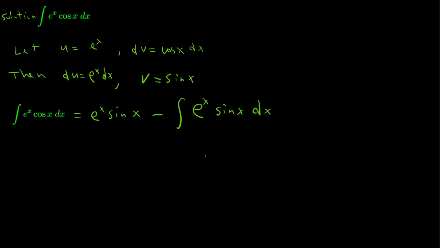To use the by parts formula, you have to compute dU and V. dU is e to the power of x times dx. We have seen that before, the derivative of e to the power of x times dx. And then we need to get V. V is a particular antiderivative of sine of x, which is negative cos of x. Again, the derivative of cos is negative sine, so the antiderivative of sine of x is negative cos of x. You think which function has the derivative of sine.